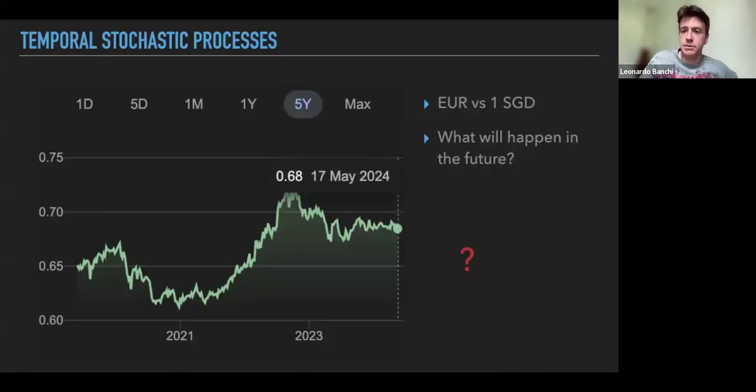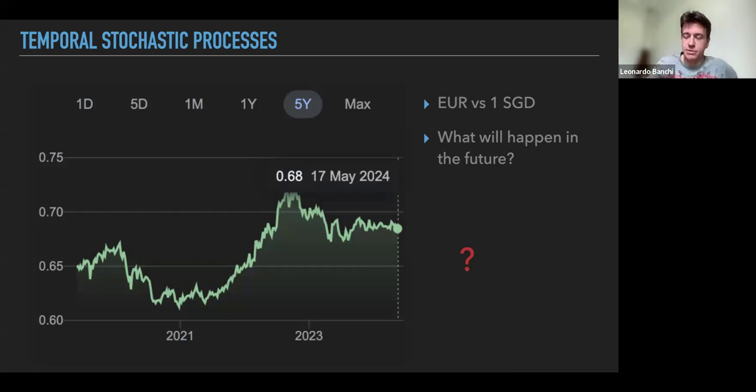So let me introduce what kind of problems I studied in this paper. The focus was on temporal stochastic processes. As an example, here I saved the exchange rate between the euro and the Singaporean dollar on last Friday. The idea is that you have access to the past information, for instance the market value at a certain time, and you would like to predict what's going to happen in the near future. For instance, suppose that you're planning a trip to Italy and you want to save a few bucks and optimize the time of the year to come here. That's something where you might want to predict what's going to happen in the future. How can you do that?